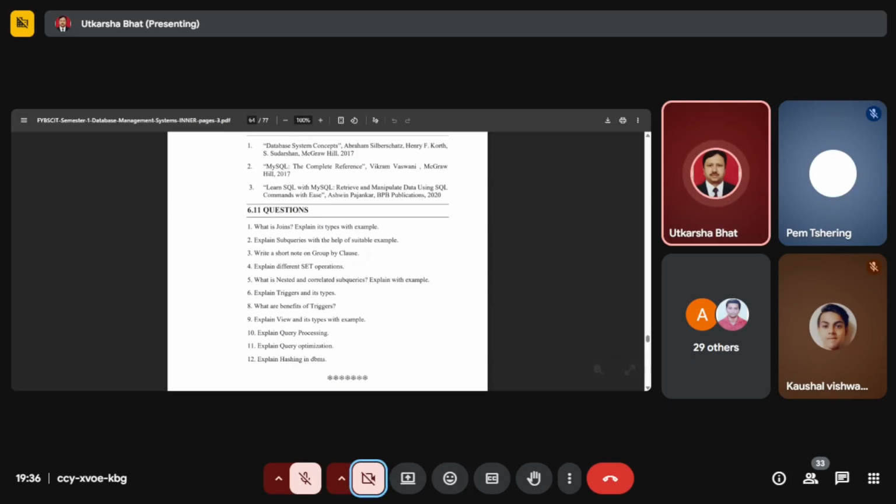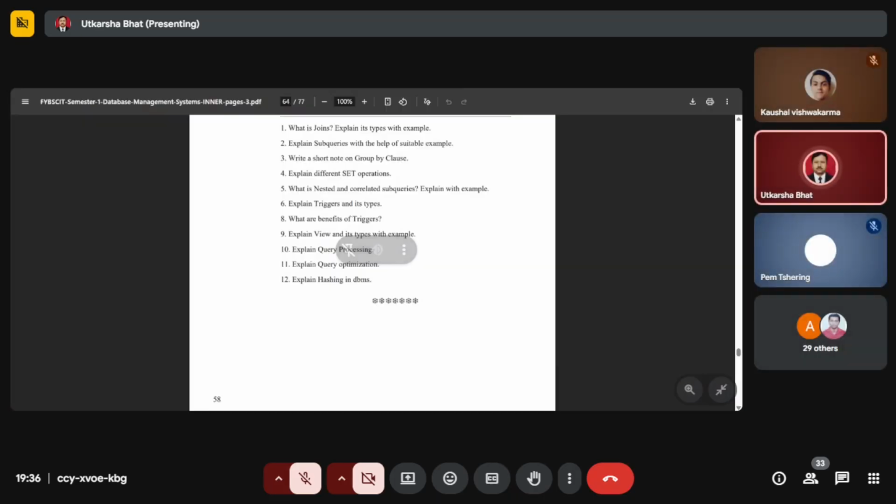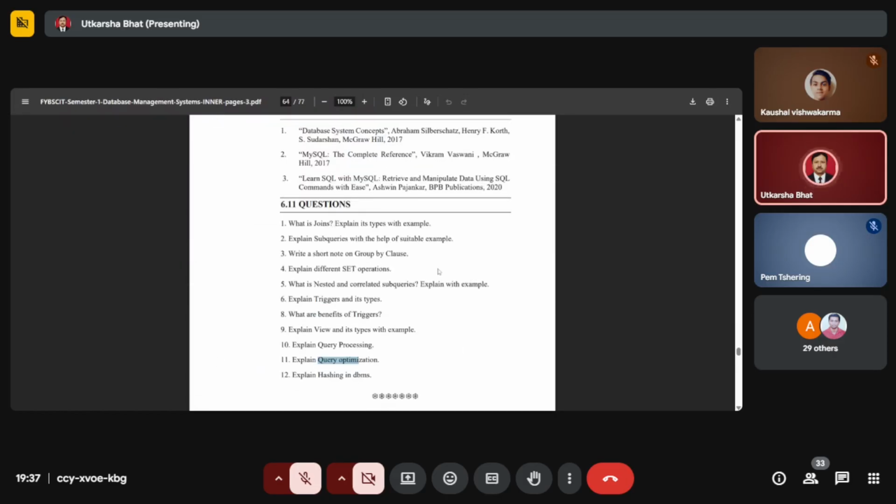Different types of joins, set operation, trigger and its types, query processing, query optimization, hashing in DBMS, all we discussed in the last lectures.